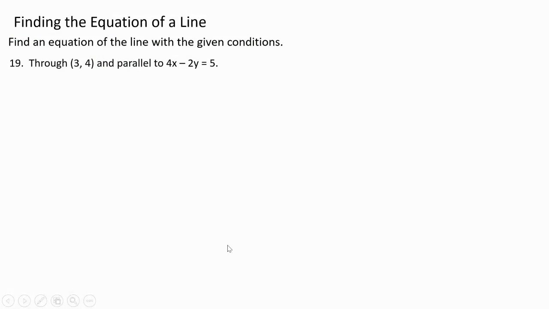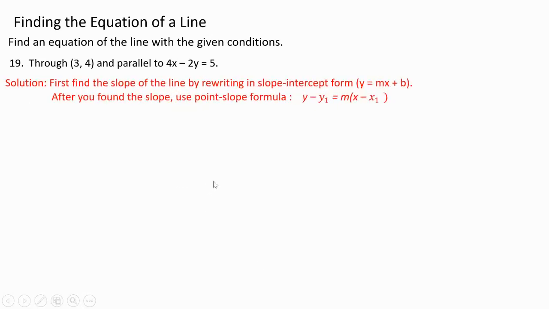Okay, now, finding equations of lines. Find the equation of the line with a given condition through the point (3, 4) and parallel to 4x minus 2y equals 5. So in this case, for the solution, I need to find the slope of the 4x minus 2y equals 5 line. So I need to rewrite it in slope-intercept form. And after I do that, I use the point-slope formula to find the equation of the line. Okay, here we go. So I need to rewrite it.